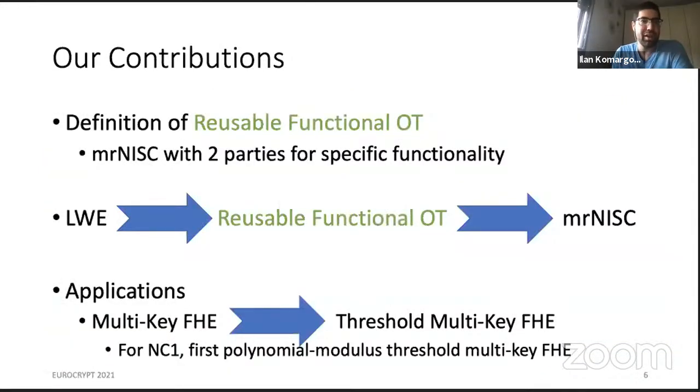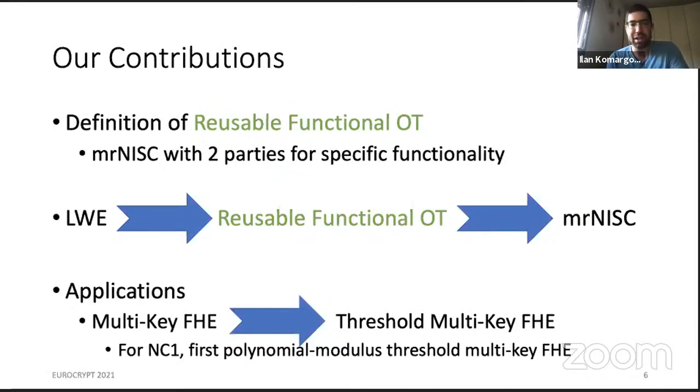At a very high level, the way we achieve our construction is the following. We identify a complete functionality, or a complete primitive, which if we build it, then you can generically compile it to get an MRNISK. We call this primitive reusable functional OT. You can view it as an extension of standard OT that suffices to be compiled into this very strong MRNISK. The technical contribution is a construction of this reusable functional OT from LWE. And together we get the construction of MRNISK from LWE.